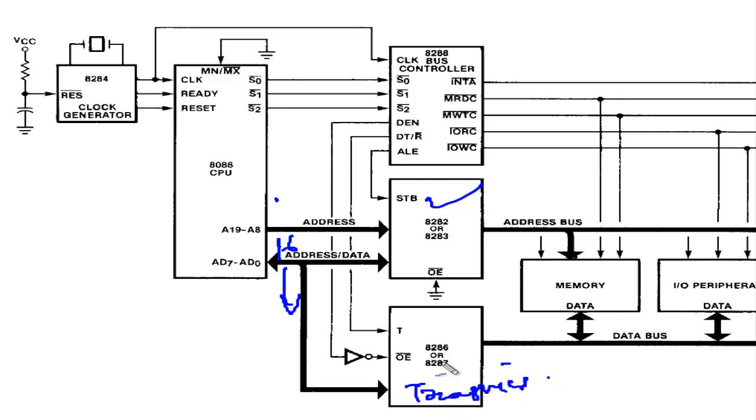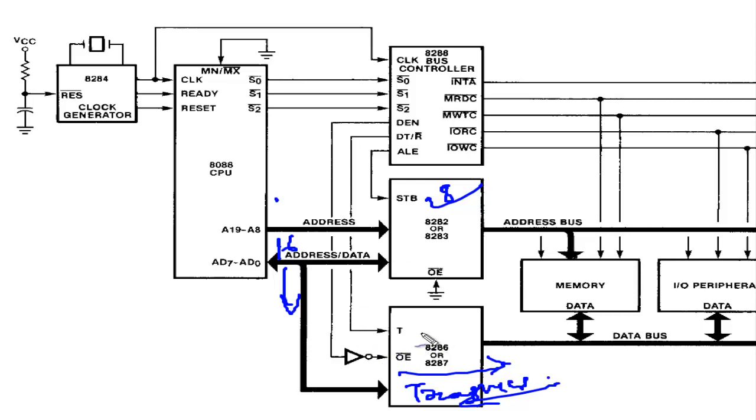So transceiver 8286 or 8287, we have to also see two things here. How many transceivers will be used, because I told you for this latch we need three latches because it is 8-bit, and how many transceivers are used here, and how will we decide whether data goes to or fro, that means data from the processor to the memory or peripheral devices, or from peripheral devices and memory to the processor? How do we decide that?